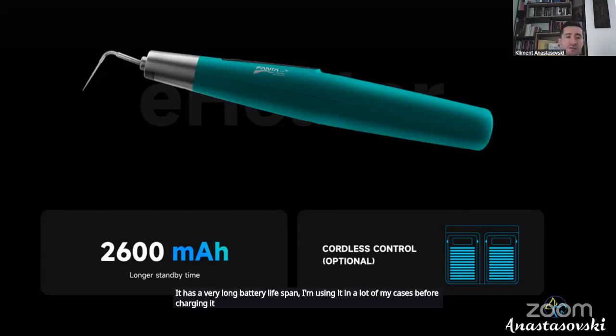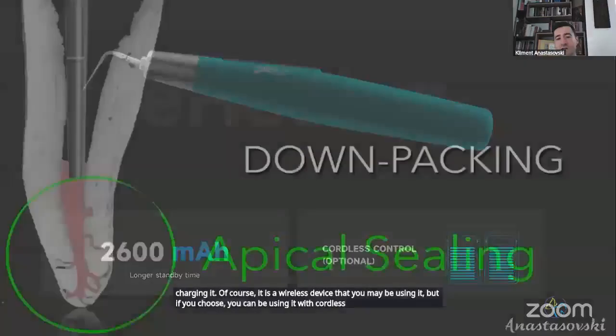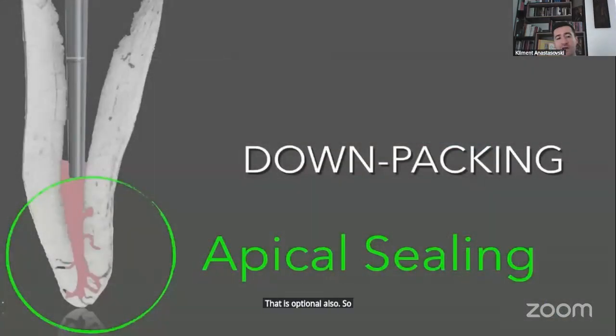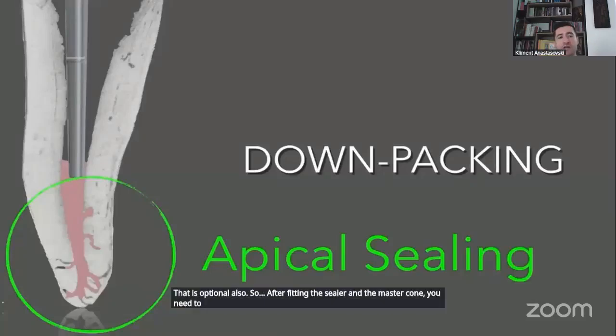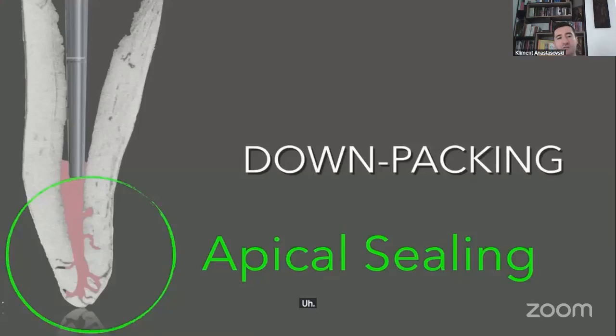Of course, it is a wireless device, but if you choose, you can use it with cordless control. That is optional also. So after fitting the sealer and the master cone, you need to downpack all the way to 4 or 5 millimeters short of the working length, and cut the TW cone, and after that plug the apical part of the TW by using your pre-fitted hand pluggers.